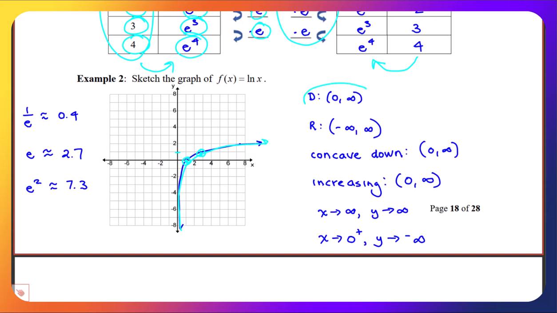Our domain goes from 0 to infinity. Our range goes from -infinity to infinity. The cave is pointing down. It's concave down from 0 to infinity. It's always increasing from left to right. And end behavior: as I go to the right, y goes to infinity. As I go to the left and I approach 0 from the right side, y goes to -infinity.